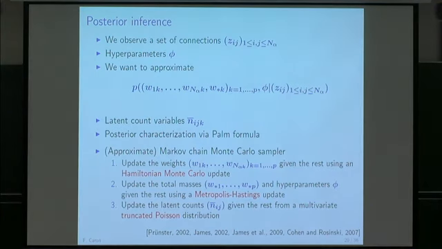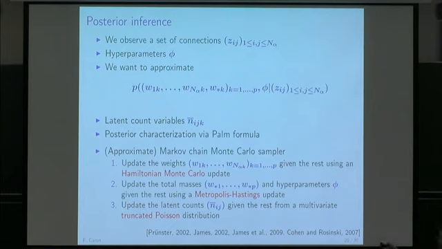Okay. So what do we want to do with this model? It has interesting properties. Now we observe a set of connections, Zij for i, j from 1 to n alpha. In my model, I had some node locations theta i. Those node locations are independent of the connections, and I won't try to infer them. They are likely not identifiable.